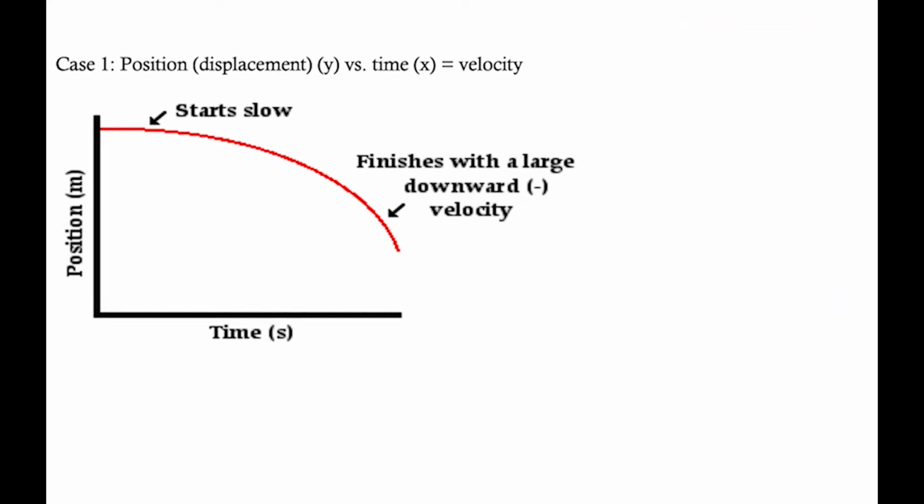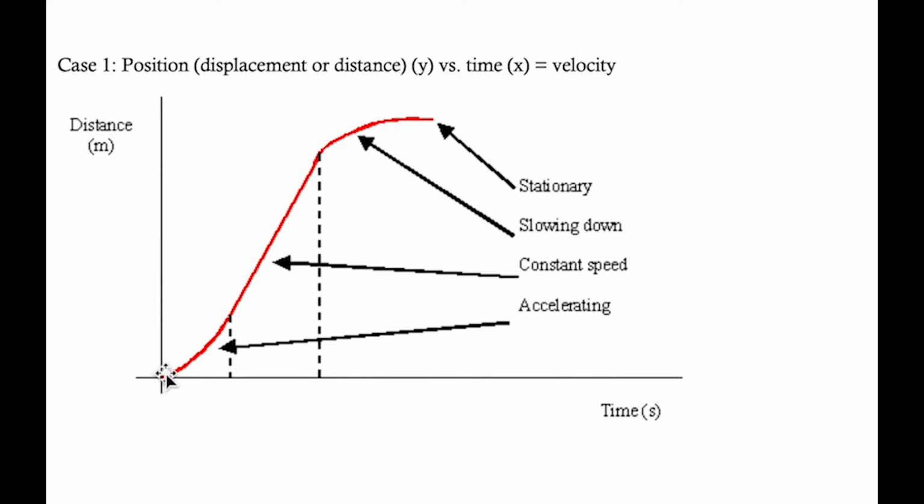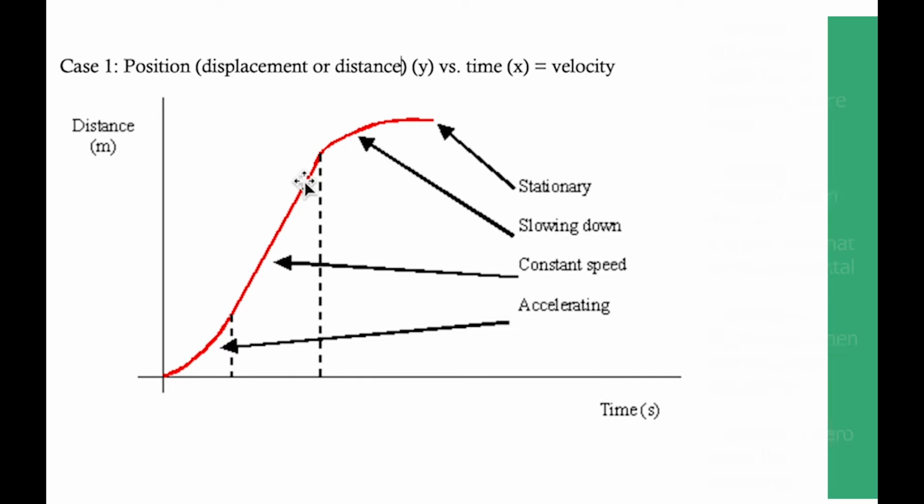Let's erase that. Here I also have distance versus time, and by the way, displacement or distance for the purpose of graphs means the same thing. So, it starts to curve, and as you can see here, the line is becoming steeper, which means that the velocity is increasing. So, accelerating. Then the line becomes a straight line.